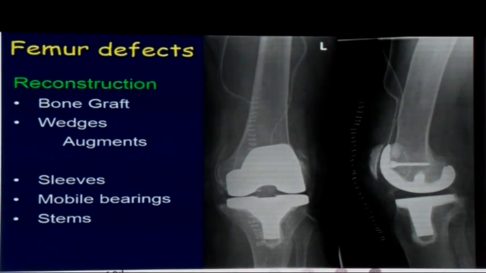The femur defects can be reconstructed using bone graft, stems and wedges, mobile bearings, and presently sleeves. Sleeves are a fantastic addition to the armamentarium available. It is relatively rare to use them in the primary setting, but certainly very common in the revision setting, particularly converting a total knee to a revision knee.